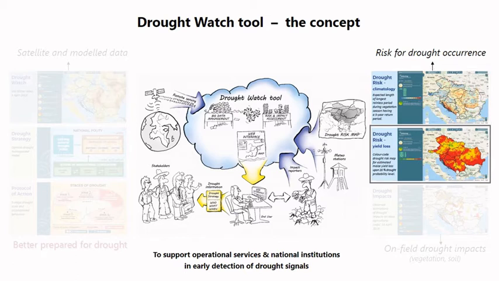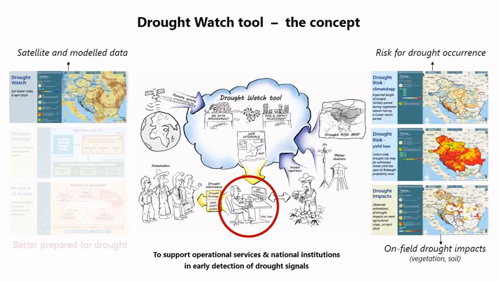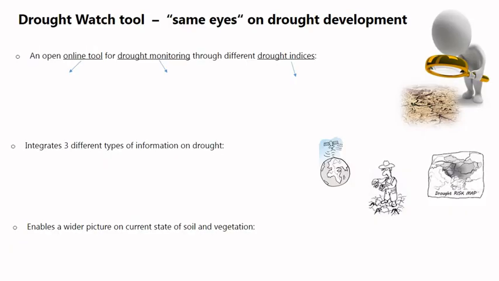So the idea was to develop a tool that would provide operational services with all these 3 sets of drought information, on which they could then form timely and accurate drought information for stakeholders to be better prepared for drought. So what exactly is Drought Watch? In short, it's an open online tool for drought monitoring through different drought indices. But it's not just a simple web page with maps, but an interactive tool with multiple functionalities that allow users to view and examine drought datasets.